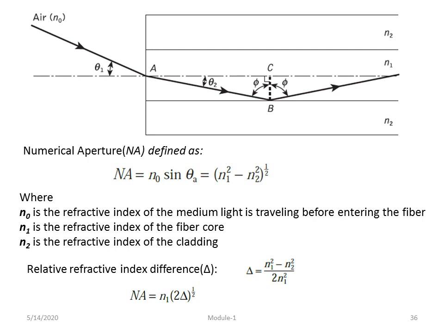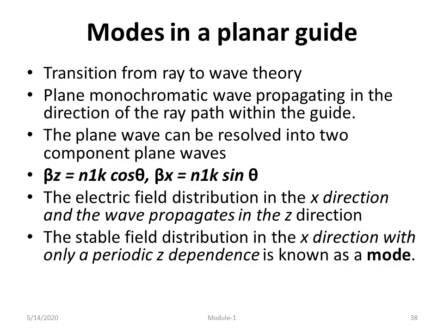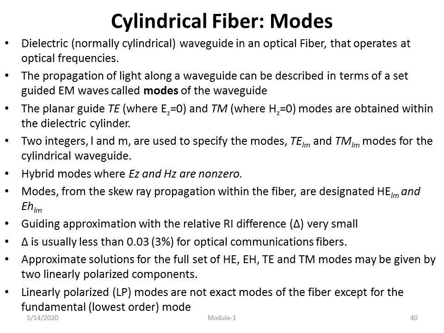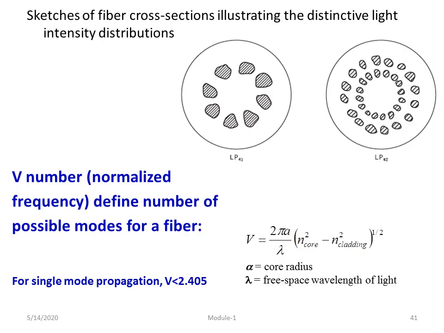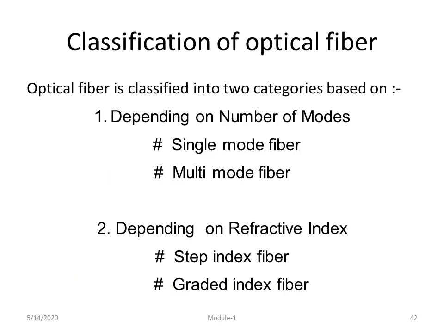It can be written in terms of the relative refractive index difference: numerical aperture is n1 square root of 2 delta. Here the refractive index should be considered for the numerical aperture.